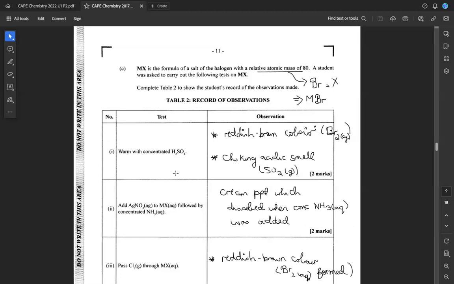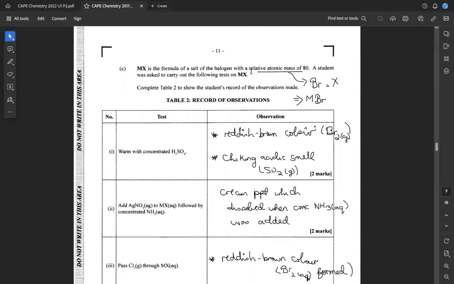Okay, so moving right along to the second test, the student is going to be adding silver nitrate to our aqueous MBr, and then the student is going to follow that up with concentrated aqueous ammonia, right? So what would we observe in that case? Well, essentially what's happening is that when the aqueous MBr reacts with the silver nitrate, what's going to get formed is AgBr, right? So we're going to form that AgBr precipitate.